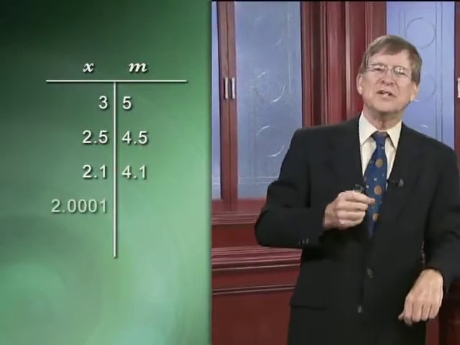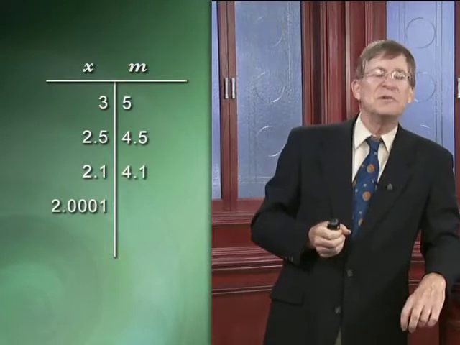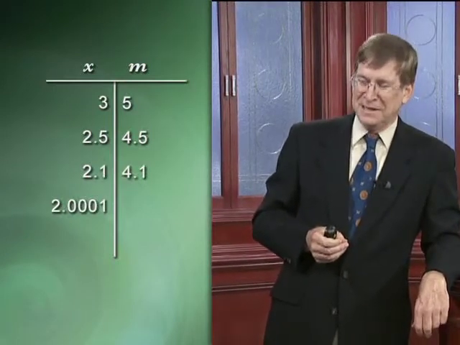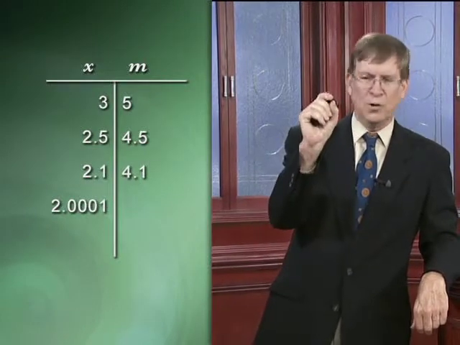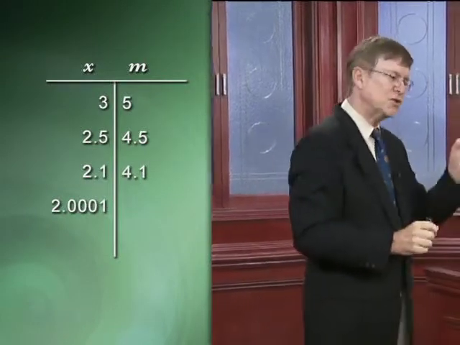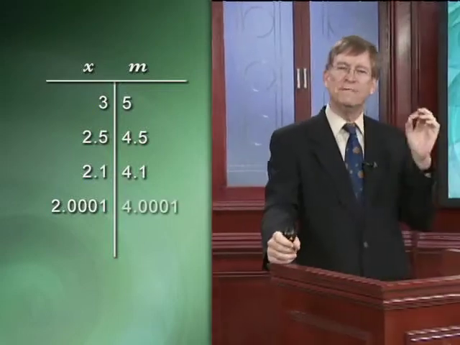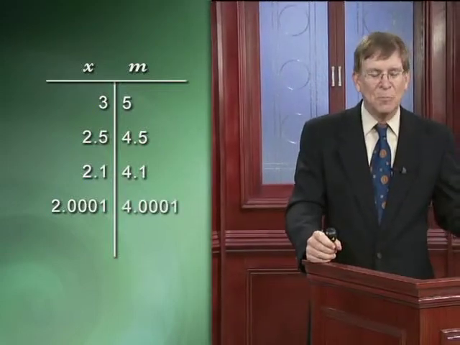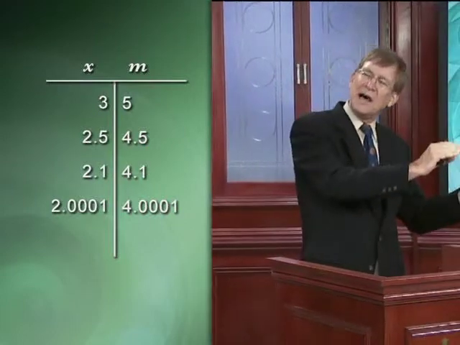How about if x is 2.0001? I am really close to P now, aren't I? P and Q are almost touching each other. And the slope formula turns out to be 4.0001. Well, then you might say, what about on the other side?